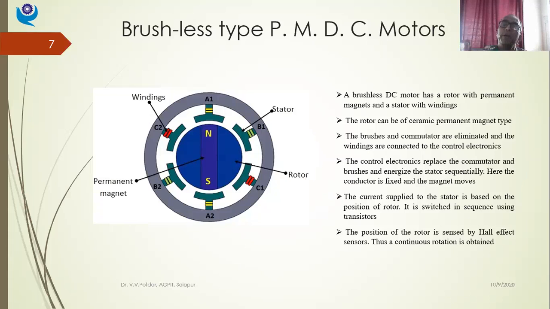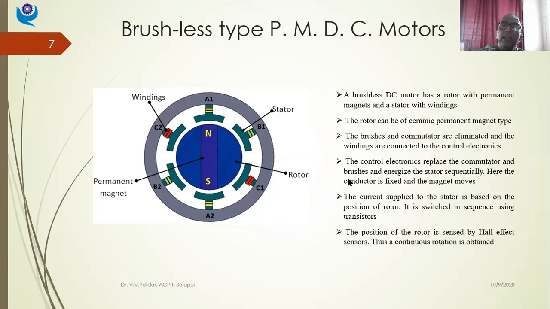The rotor is a permanent magnet now, which has got a north pole and a south pole. And the role of the armature coils is taken up by the stator in brushless type DC motors, as you can see. So A1, A2 is one pair of windings, B1, B2 is the second pair of windings, and C1, C2 is the third pair of windings of the stator. And I have a rotor which has a permanent magnet with a north pole and a south pole. So construction wise, brushless type and brush type are exactly opposite.